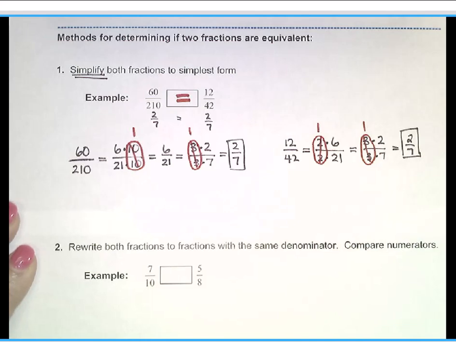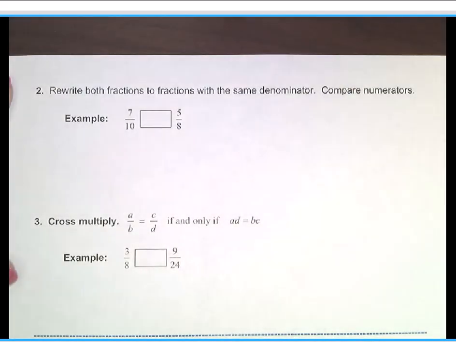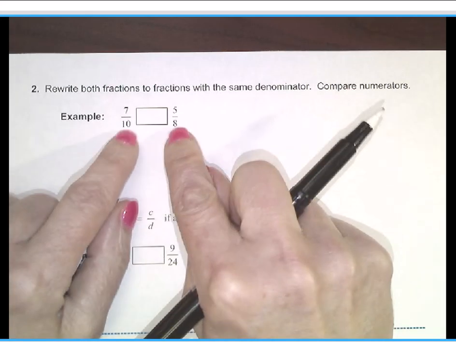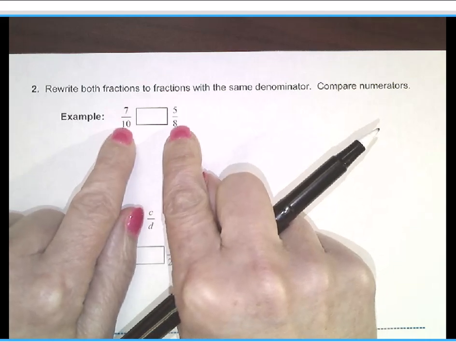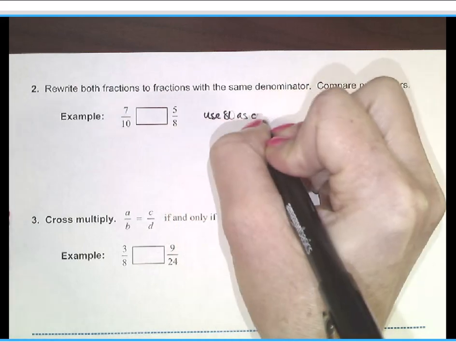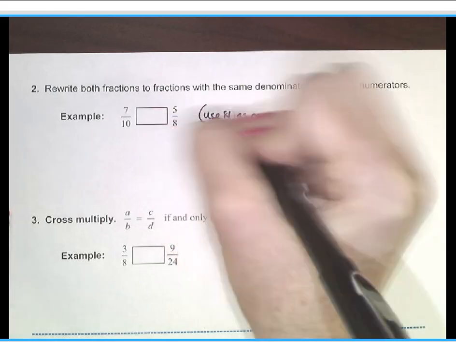The other way you can do it is rewrite both fractions as fractions with the same denominator, and then you compare numerators. So this is like the reverse of simplifying. We're going to blow up the numbers, make them bigger, and see if we can get them to look the same with a bigger denominator. So I've got 7/10 and 5/8. So I need to pick some sort of a common denominator. Go big or go home. I think the easiest way to come up with the denominator is to literally just multiply the two denominators together. So we're going to use 80 as the common denominator.